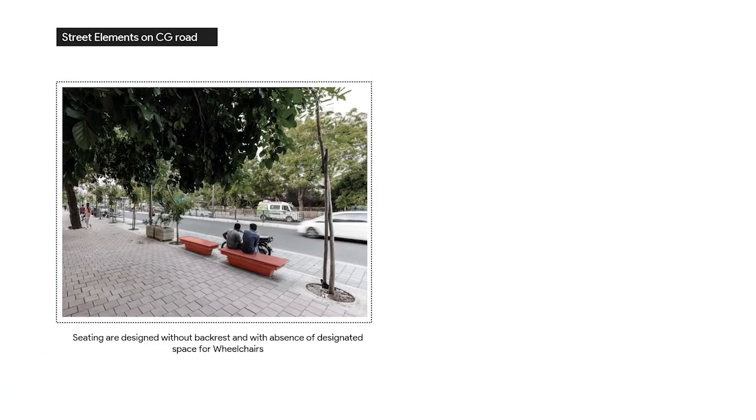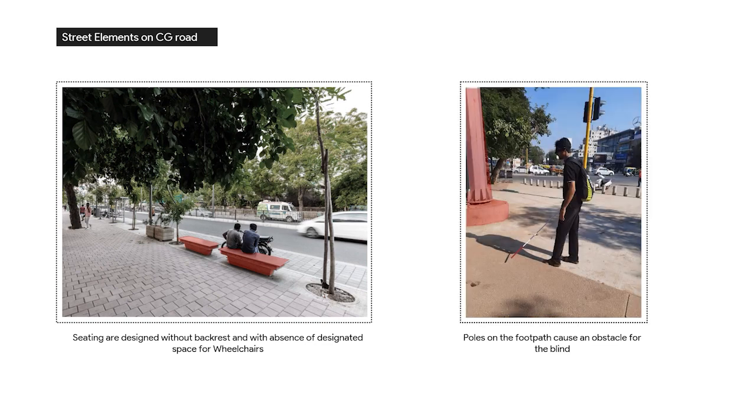On CG Road, as we can see, they have provided benches, but they do not have a backrest and are of a slippery material. This makes it unsafe for elderly and disabled people. Additionally, no designated space is provided for wheelchairs near the seatings. Poles cause an obstacle for the blind due to no tactile marking on the complete footpath.